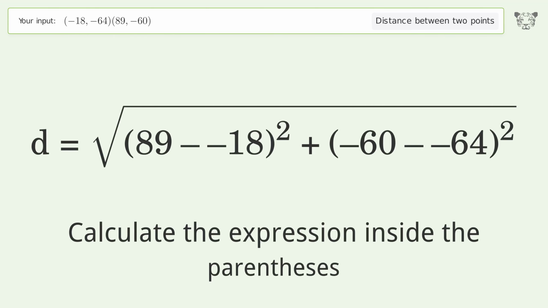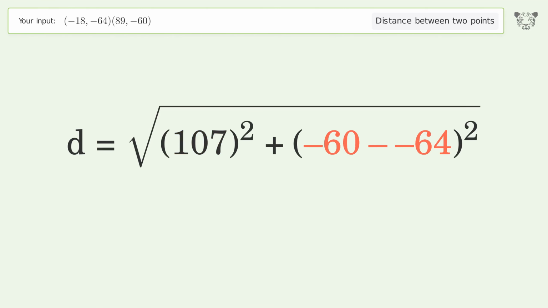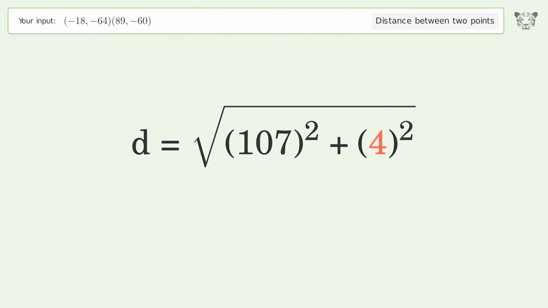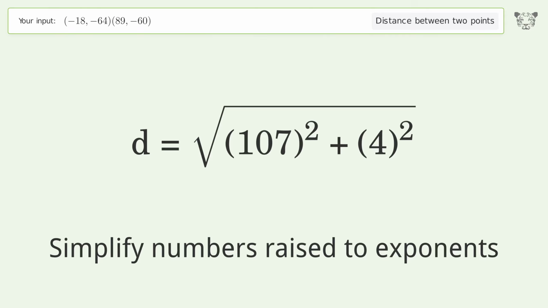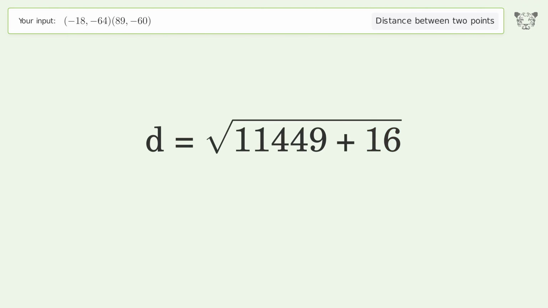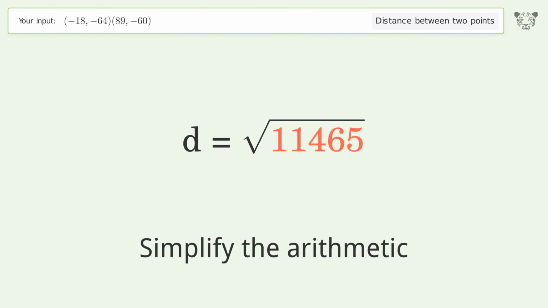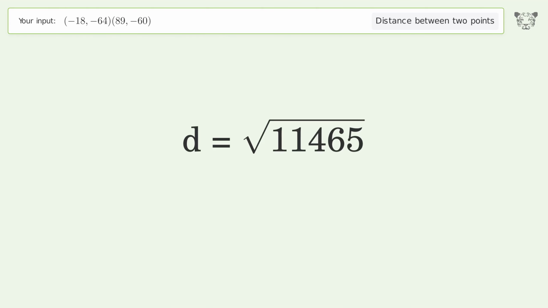Calculate the expression inside the parentheses. Simplify numbers raised to exponents. Simplify the arithmetic. And so the distance between the 2 points is the square root of 11,465 or 107.075.